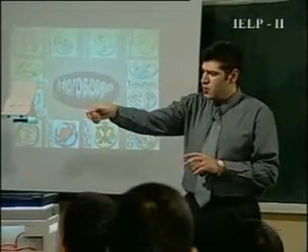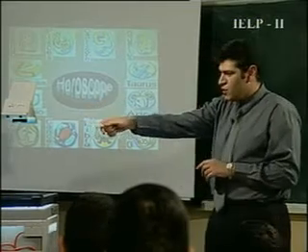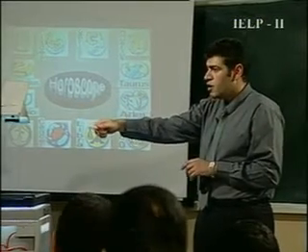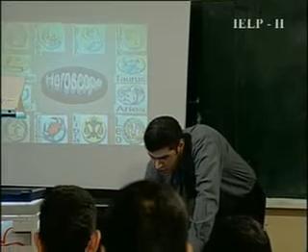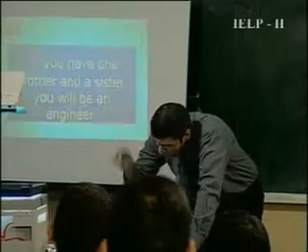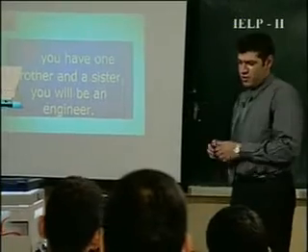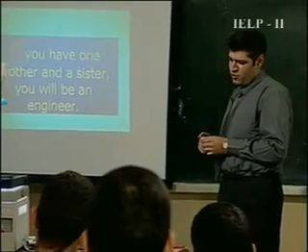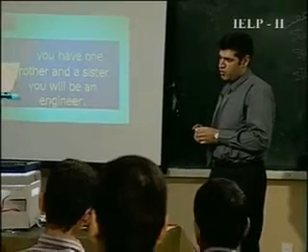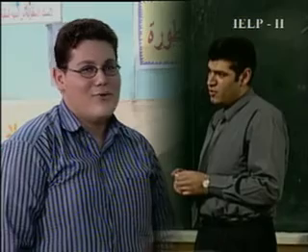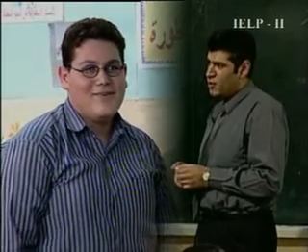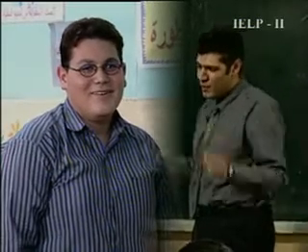Let's now do something related to what we have just done. I'm sorry. I told you that I'm going to get you. What is your star sign? Gemini. This is important, although you don't believe in them. If you have one brother and a sister, you will be an engineer. You have one brother and a sister? No. Do you believe in that? No. Do you want to be an engineer? No. This is perfect. Thank you.